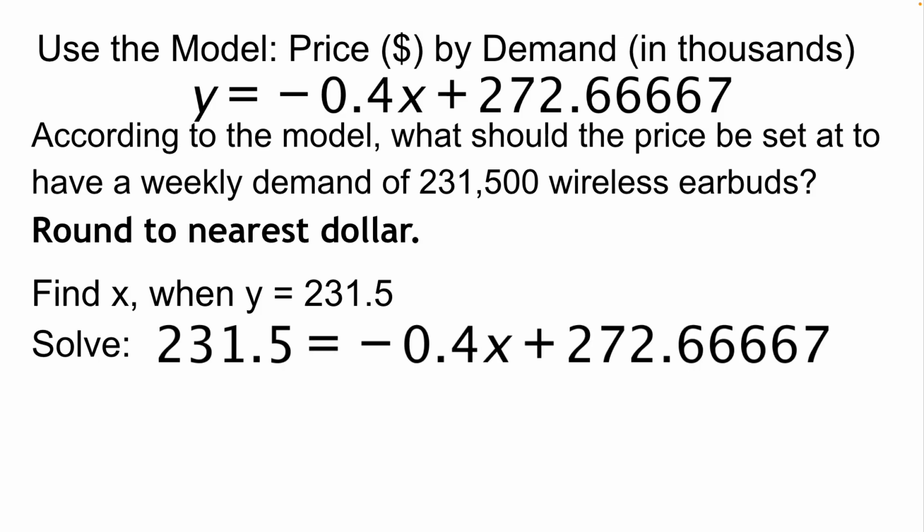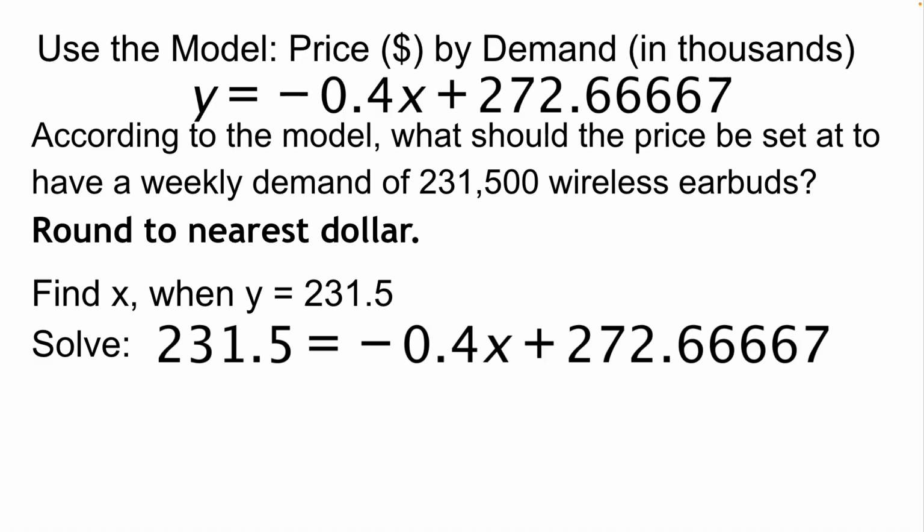Okay, following suit with the previous problem, we want to plug that value in for Y. In this case, we have an equation to solve. We need to solve where 231.5 is equal to negative 0.4x plus 272.66667. Now, we could just use algebra to solve for x here. You would just subtract 272.66667 from both sides and then divide by negative 0.4. However, the point of this video is to show you how you can use Desmos to solve this.